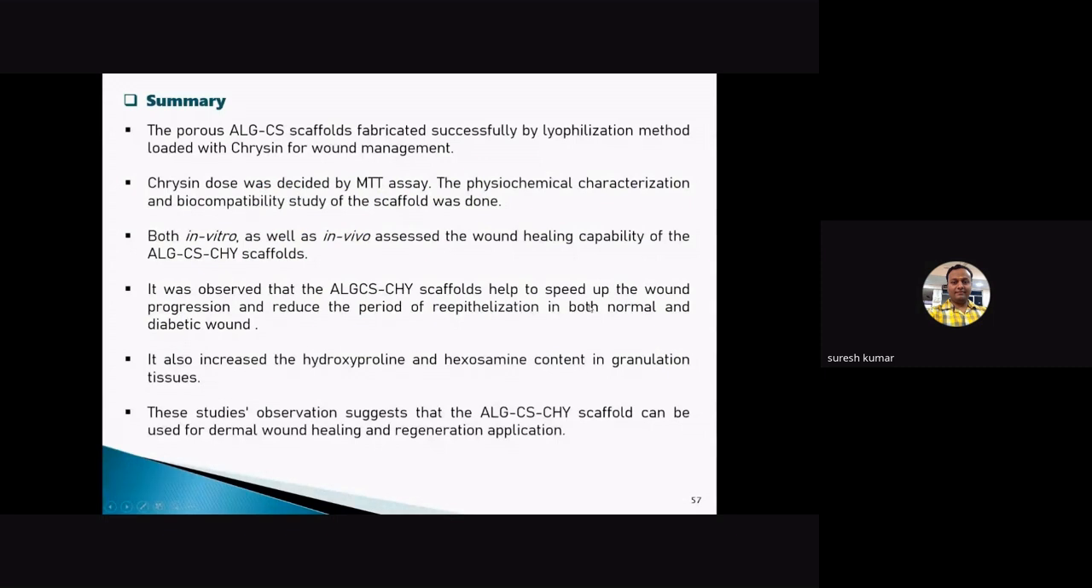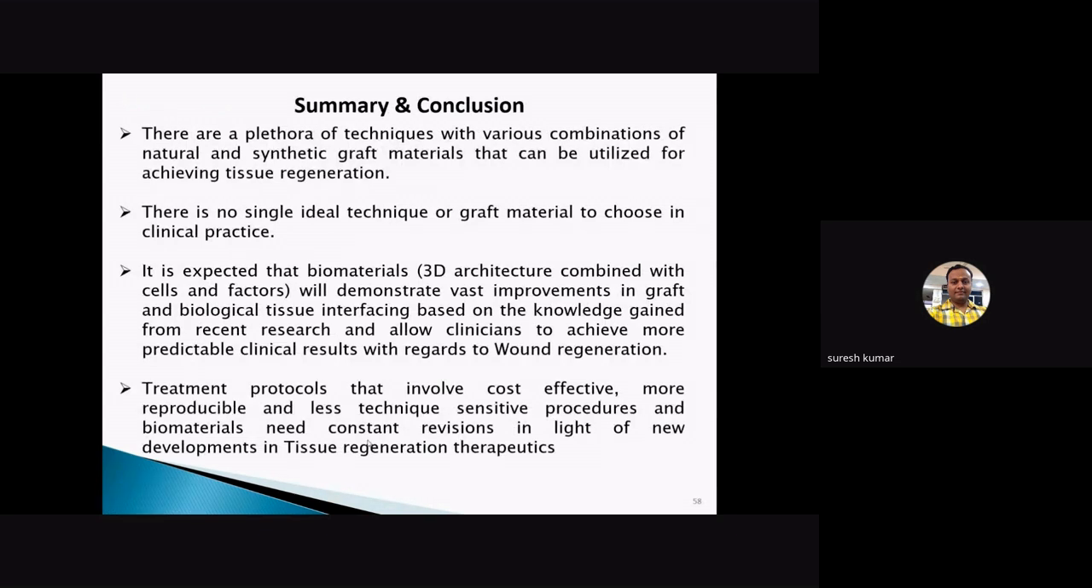So this is the chapter I want to summarize, as I told you previously about all the results. In one line, these study observations suggest that the alginate chrysin chitosan scaffold can be used for dermal wound healing and regeneration applications. So what could be the take-home message from this presentation? I just want to summarize.